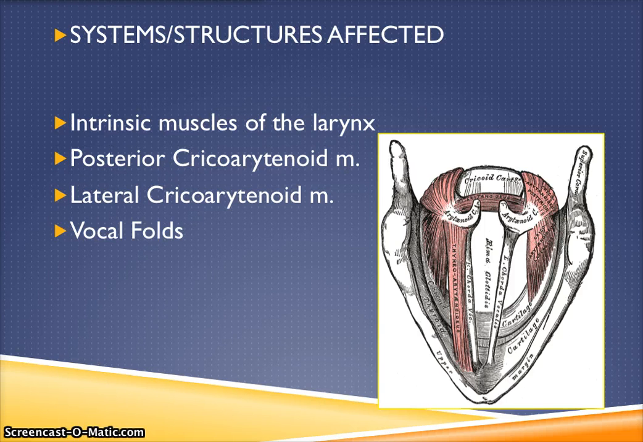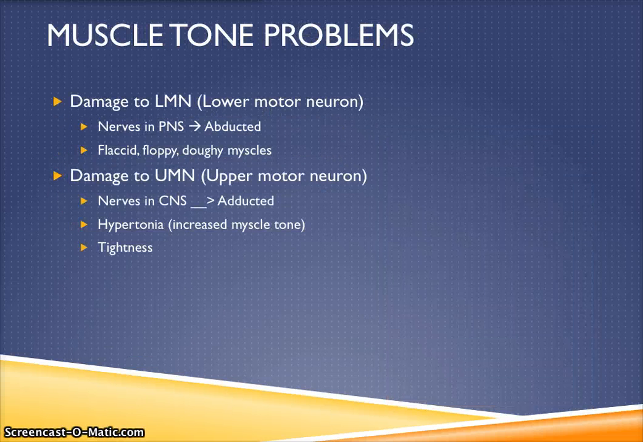I would also like to mention that both the posterior cricoarytenoid muscles and the lateral cricoarytenoid muscles are innervated by the recurrent laryngeal branch of the vagus nerve. Like we have learned in class, if these muscles are damaged in some way, there will be muscle tone changes. With damage to the lower motor neuron nerves in the PNS of the abductors, the muscles are flaccid, floppy, and doughy. With damage to the upper motor neuron nerves in the CNS of the muscles of adduction, there is increased muscle tone, or hypertonia, creating tightness in the muscles.